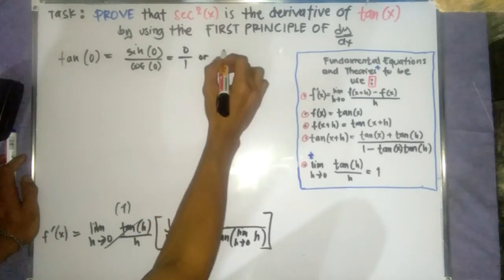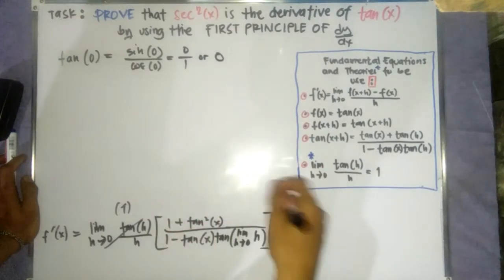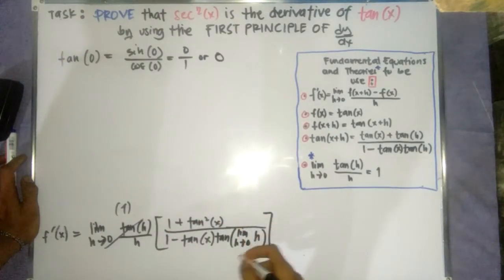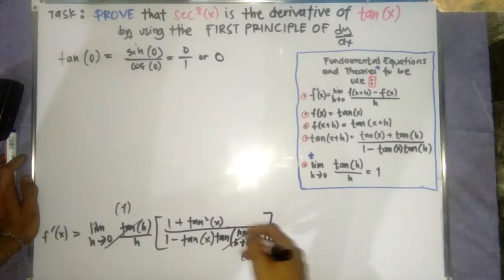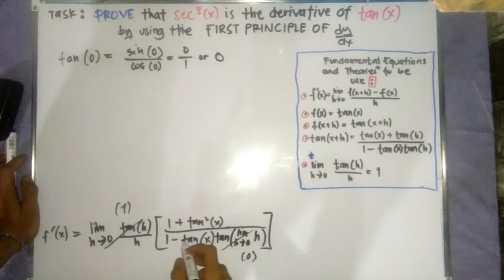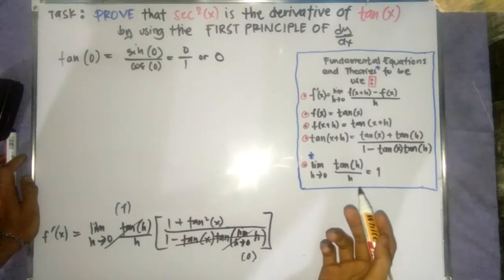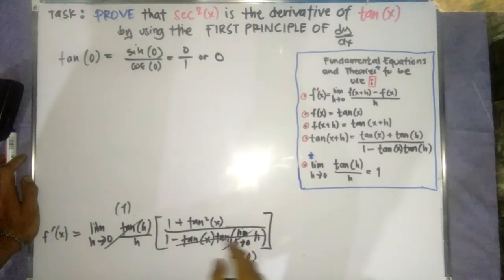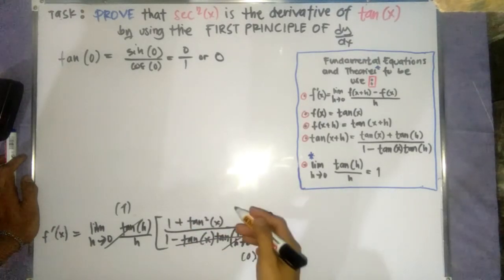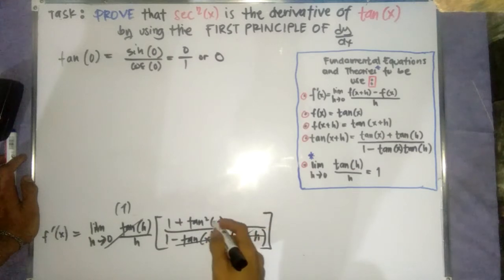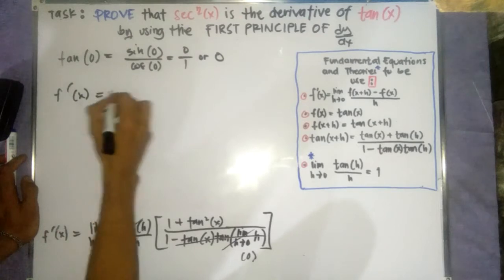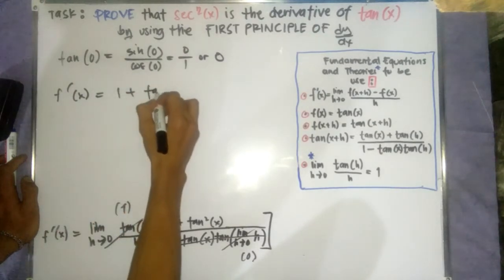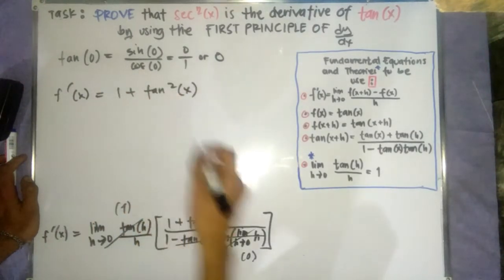Or we can conclude it as 0. So, kumbaga x na to. Wala na to, kasi 0 eh. Then, 0 times tangent x is just 0. So, wala na itong term na to. So, leaving behind 1 minus 0 sa ibaba is just 1. And 1 plus tangent squared x over 1 is just 1 plus tangent squared x.